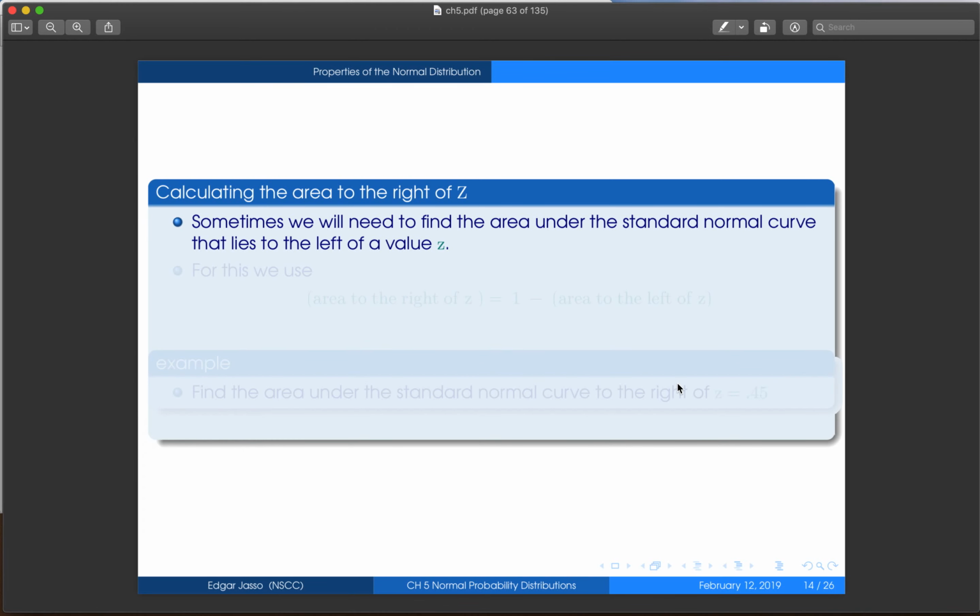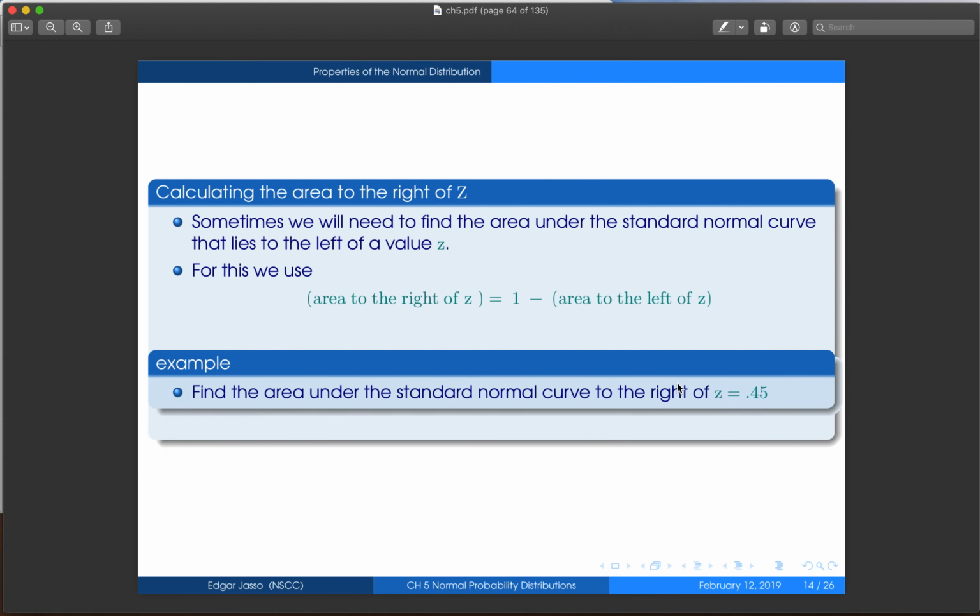Now, what if we want to find the area to the right of a number? Like I said, with a table, you would have to do area to the right is 1 minus the area to the left. And there's no way around this because your table only gives you area to the left. But the truth is, with the calculator, you don't have to do this, right?